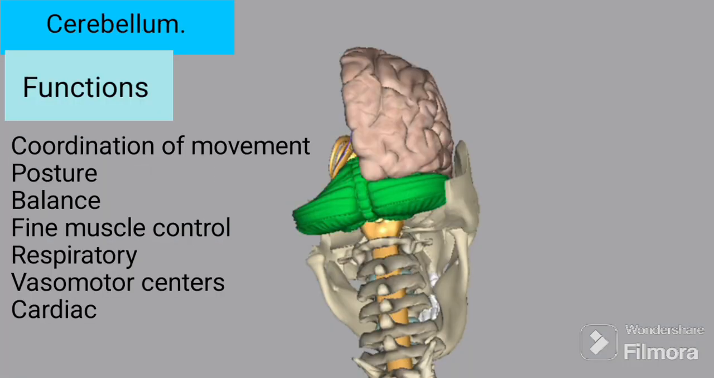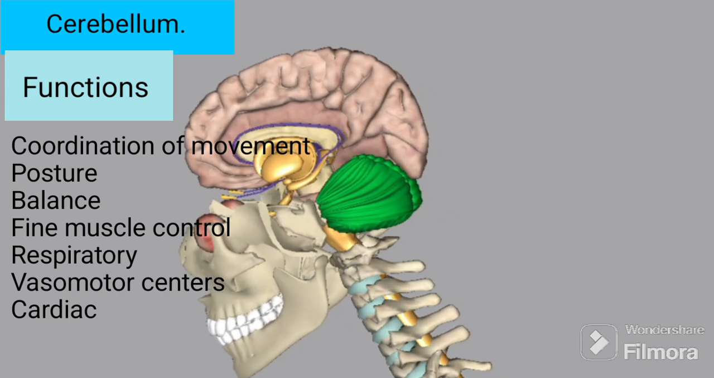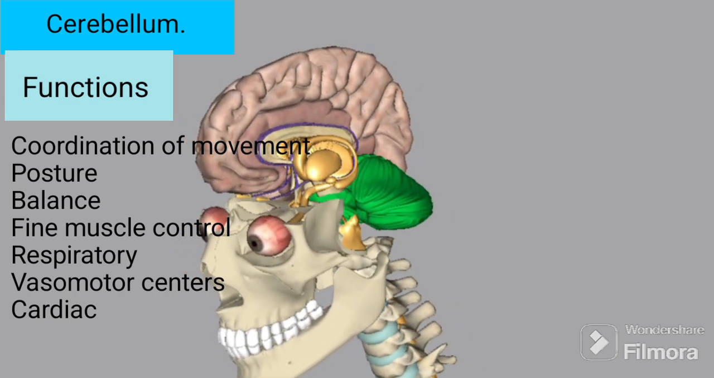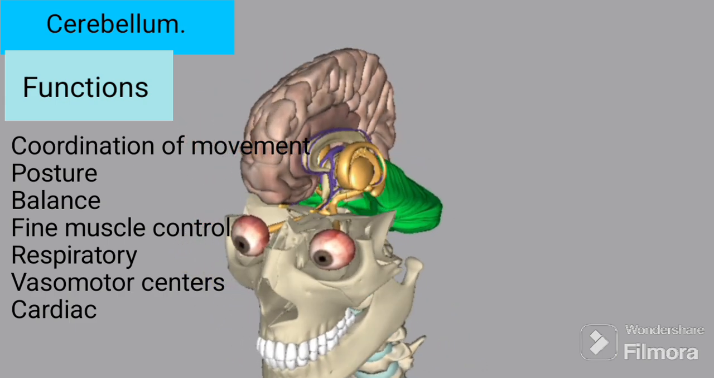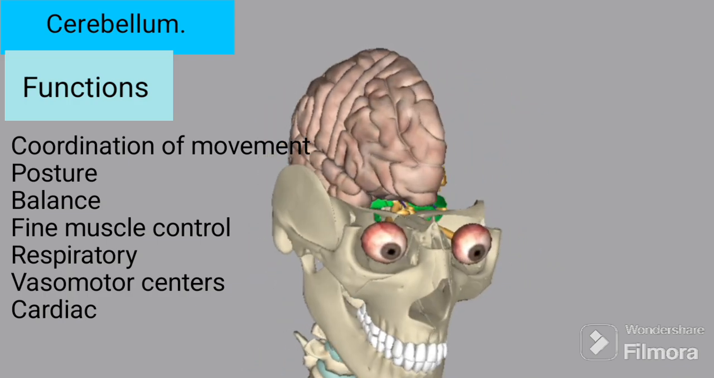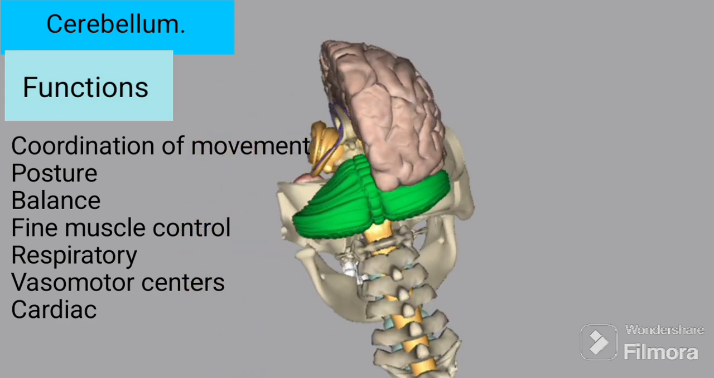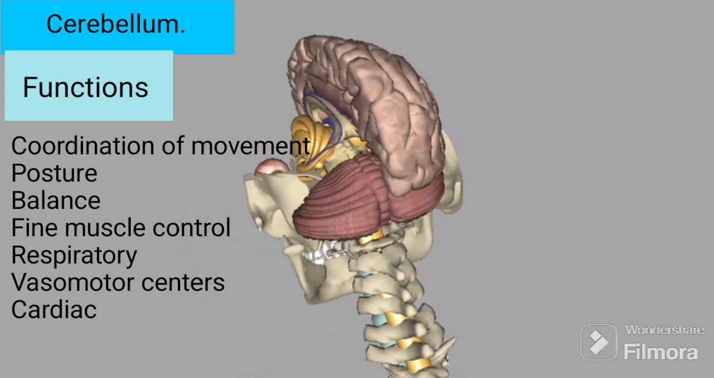The cerebellum is similar to the cerebrum with its two hemispheres and highly folded surface. It is associated with regulation and coordination of movement, posture, balance, and cardiac, respiratory, and vasomotor centers. It also controls fine muscles. However, it may also be involved in some cognitive functions such as attention and language, and in regulating fear and pleasure responses.